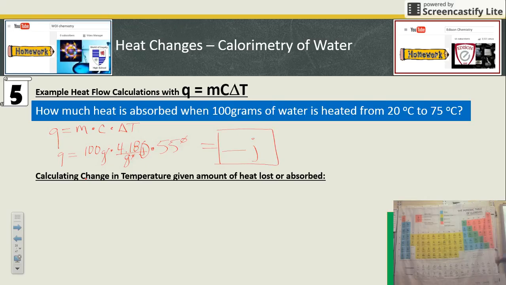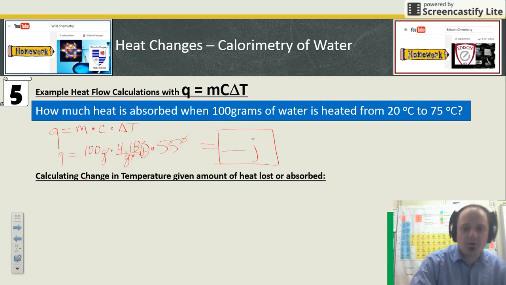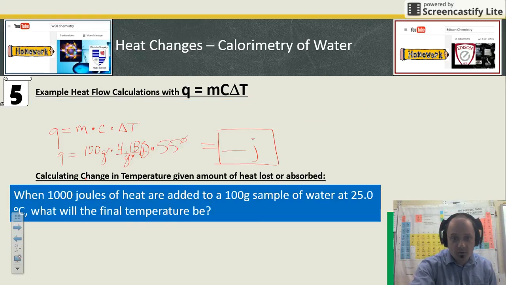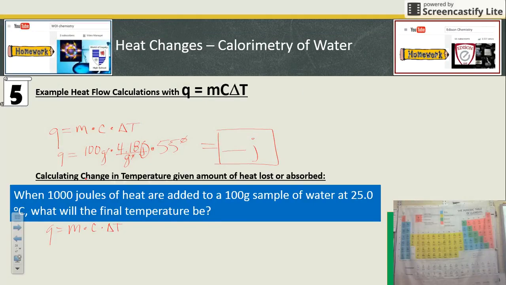All right. So calculating change in temperature, given amount of heat lost or absorbed. So if we're given amount of heat, how much would the final temperature be? We're going to use the same equation, but we're going to play around a little bit different. Q equals M times C times delta T. But this time we're given Q, which is 1,000 joules. And we have 100 grams. We got 4.18 joules per gram degree again.